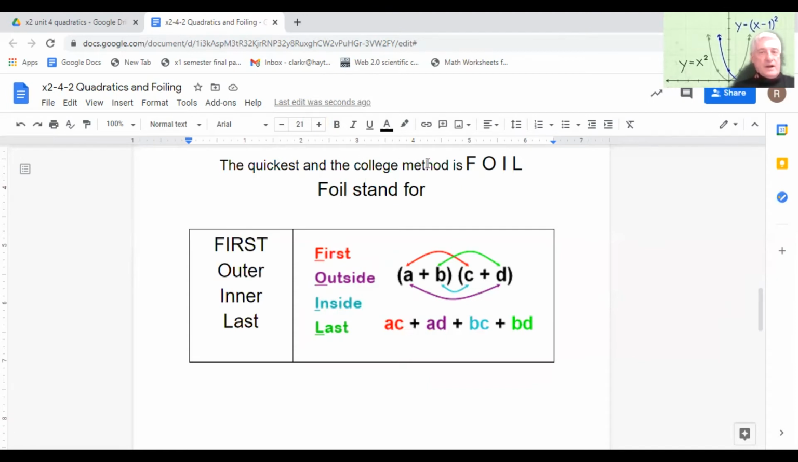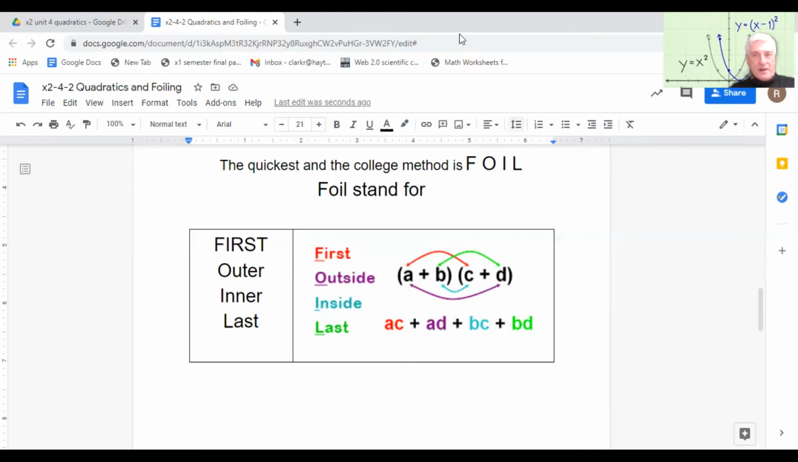The quickest method, and the one the college professors expect you to know, is called FOIL. First, outer, inner, last. The first two, in this diagram, are A and C, the red line. The outside would be A and D. Whatever terms are in A and D, they're on the outside. The inside would be B times C, whatever terms those are. And the last would be B times D.